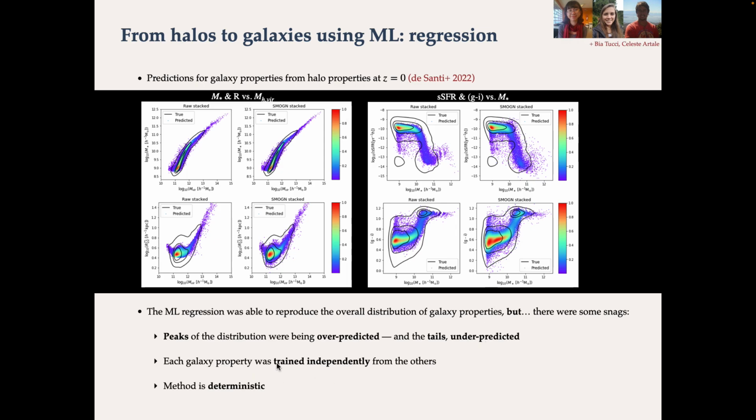Moreover, each galaxy property was trained independently from the others. So you're making a regression problem which is not a joint regression. Each property you predict independently. And finally, this method is basically fully deterministic. So given a set of halo properties, there's only one final answer for the galaxy properties. And this cannot be true, of course, because there's a degree of stochasticity involved, and we need to know what that stochasticity is.